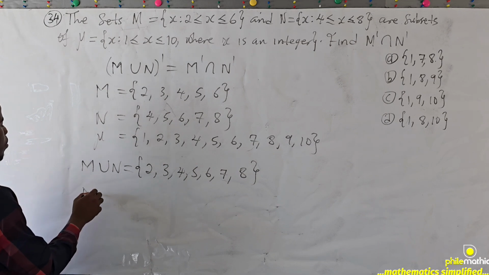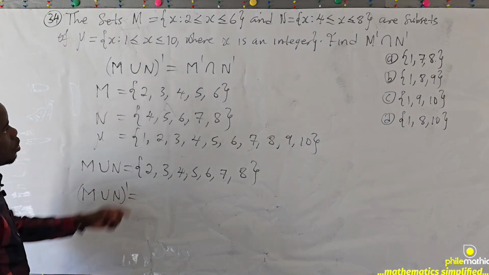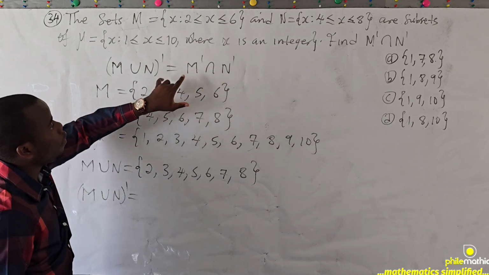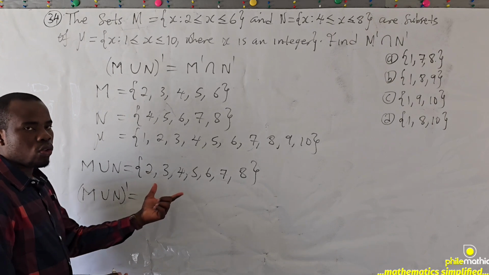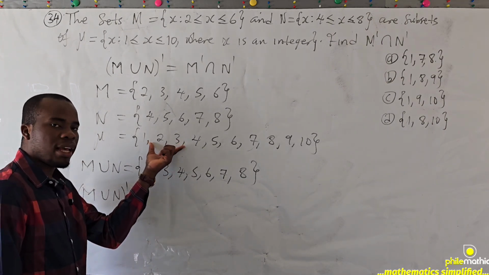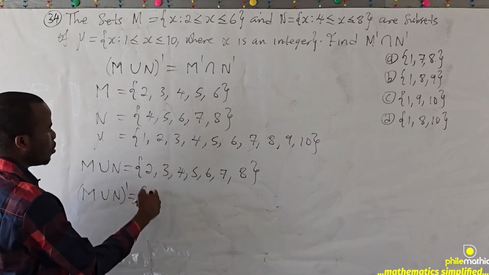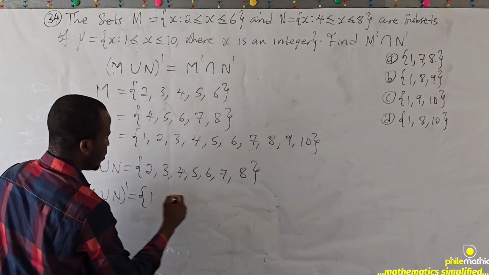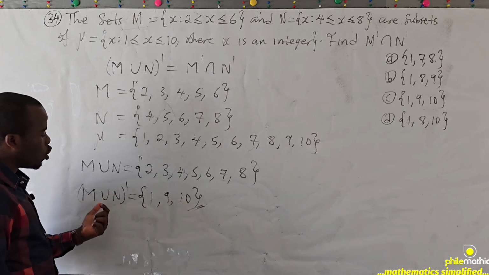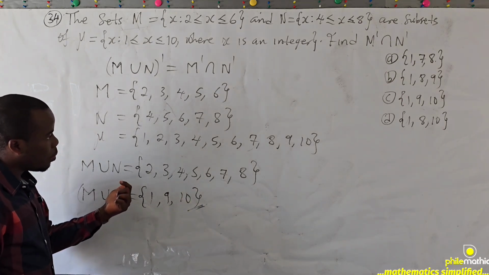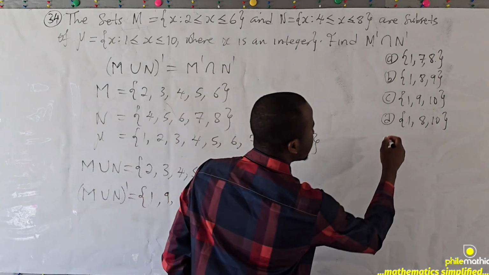So we now look for M union N complement, which is what we are looking for. You have to know this identity. And so the complement of this is simply those numbers you can see here that are not here. So it will be 1, 9, and 10. So these are the collection of M union N prime, which is the same as M prime intersection N prime. And the answer is C.